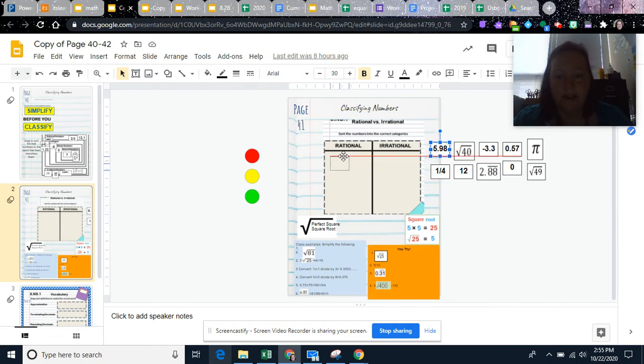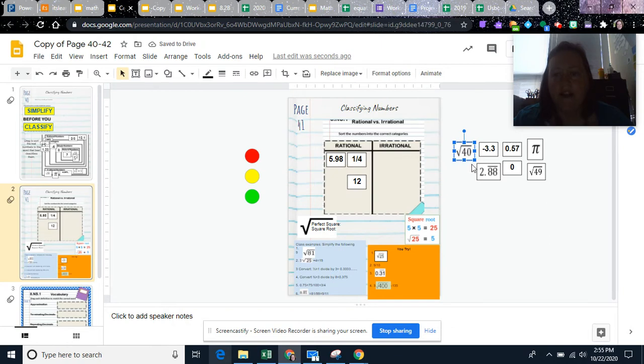So 5.98 is a rational number. 1/4 is already a fraction, so it's rational. 12 is rational. The square root of 40, however, if you don't know the square root of it, then it'll be irrational. So if we did the square root of 36, that would be 6. If we did the square root of 49, that would be 7. So we know that this would be the decimal in between the two, but that decimal would never end and it would never start repeating. So therefore, it's an irrational number.